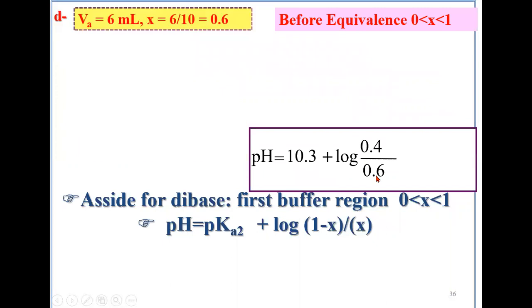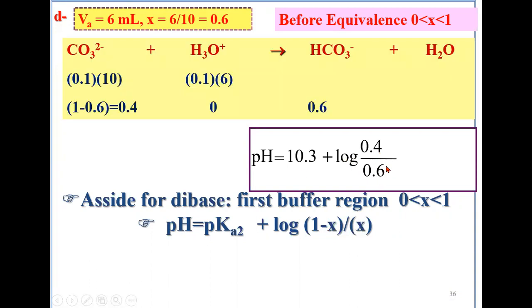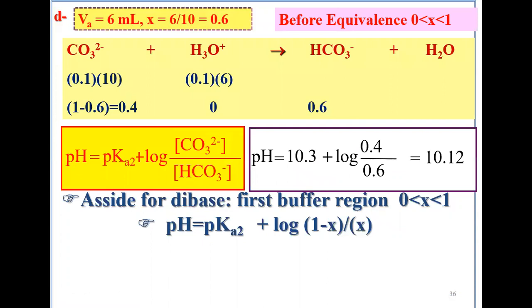Well, let's check it in the fast way first. If my X is 0.6, then my log value here will be 1 minus 0.6, which is 0.4, and my X is 0.6. Do the calculation, and you see that the pH will be the same as if I do this whole chart thing. Well, let's do it with the chart.